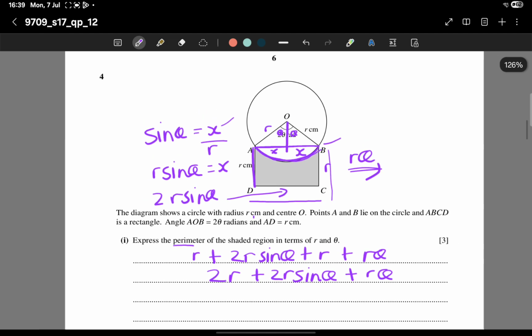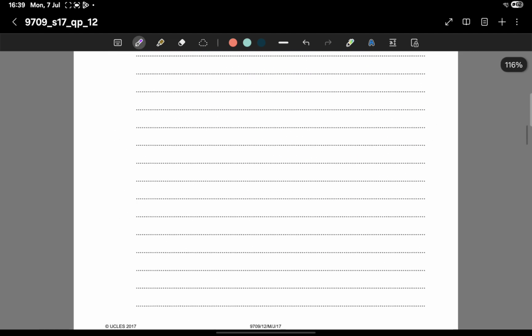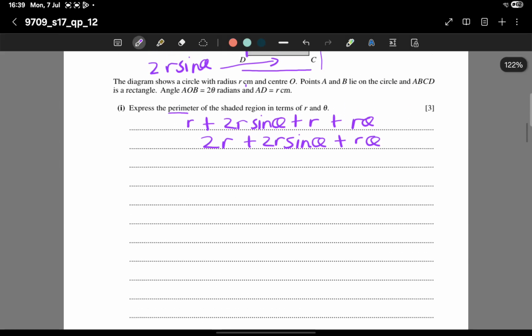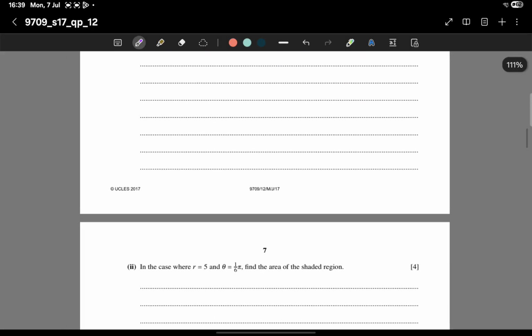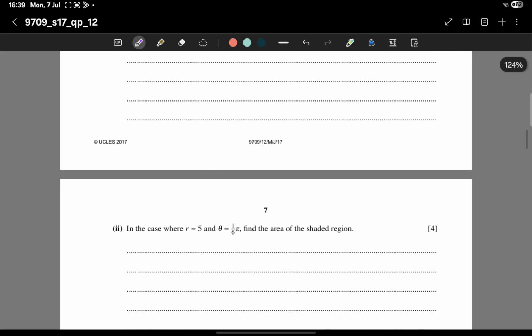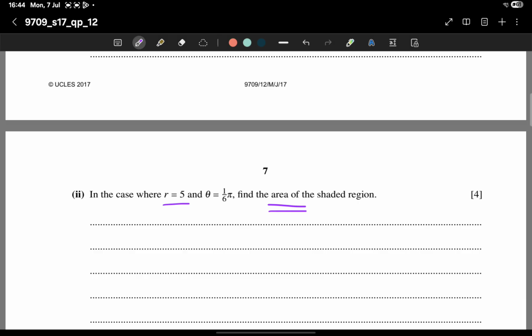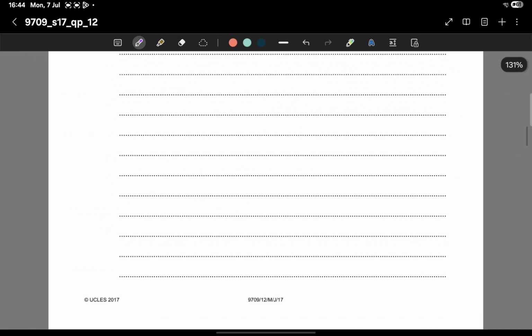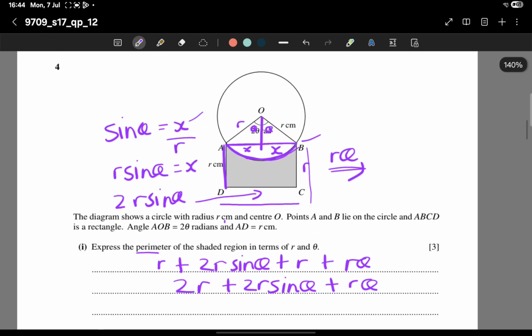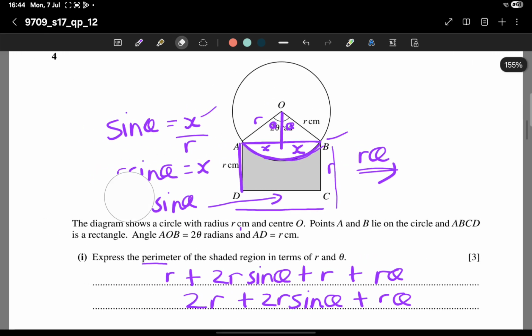So let's move on to the second part. There's a lot of space. In the case where r is equal to 5 and theta is equal to 1 over 6 pi, find the area of the shaded region. We're now being asked to find the area of the shaded region. So for us to get that, we will need the diagram. I'll just rub this out.